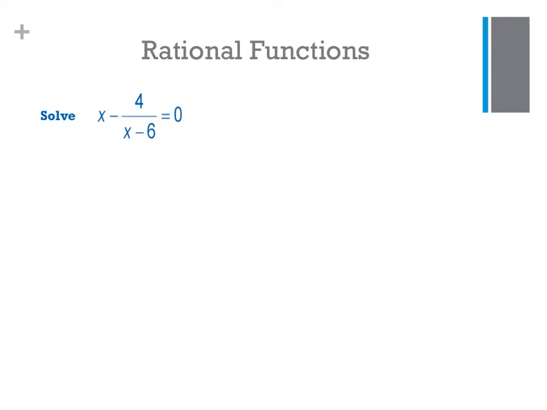Now, there's a couple different ways to do this. One way: if we don't have a denominator underneath the x, we can put a 1 underneath it. So x divided by 1 is the same thing as x. And with 4 over x minus 6 equals 0, we are subtracting two fractions, right? We have a fraction right here and a fraction right here. And in order to subtract fractions, we have to have a common denominator.